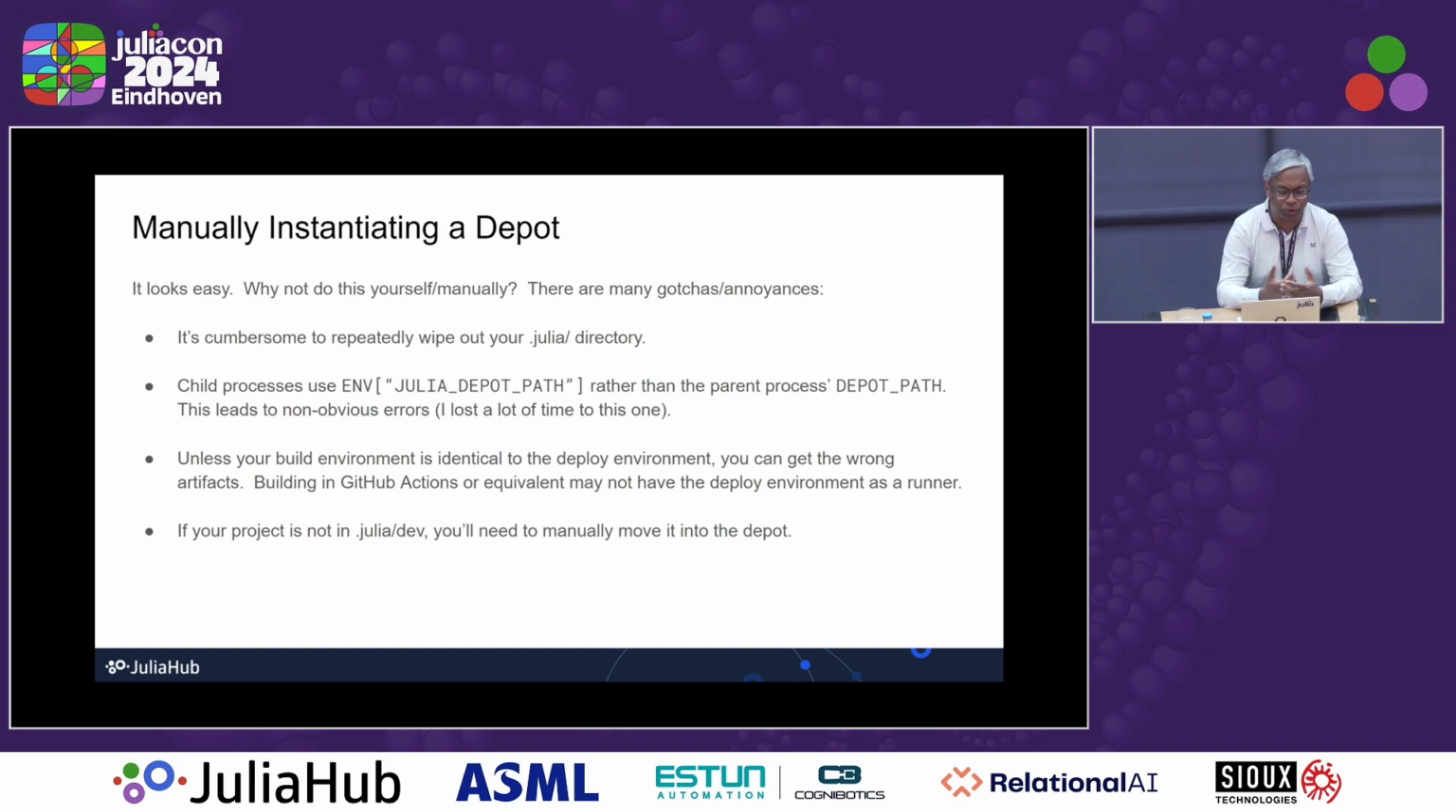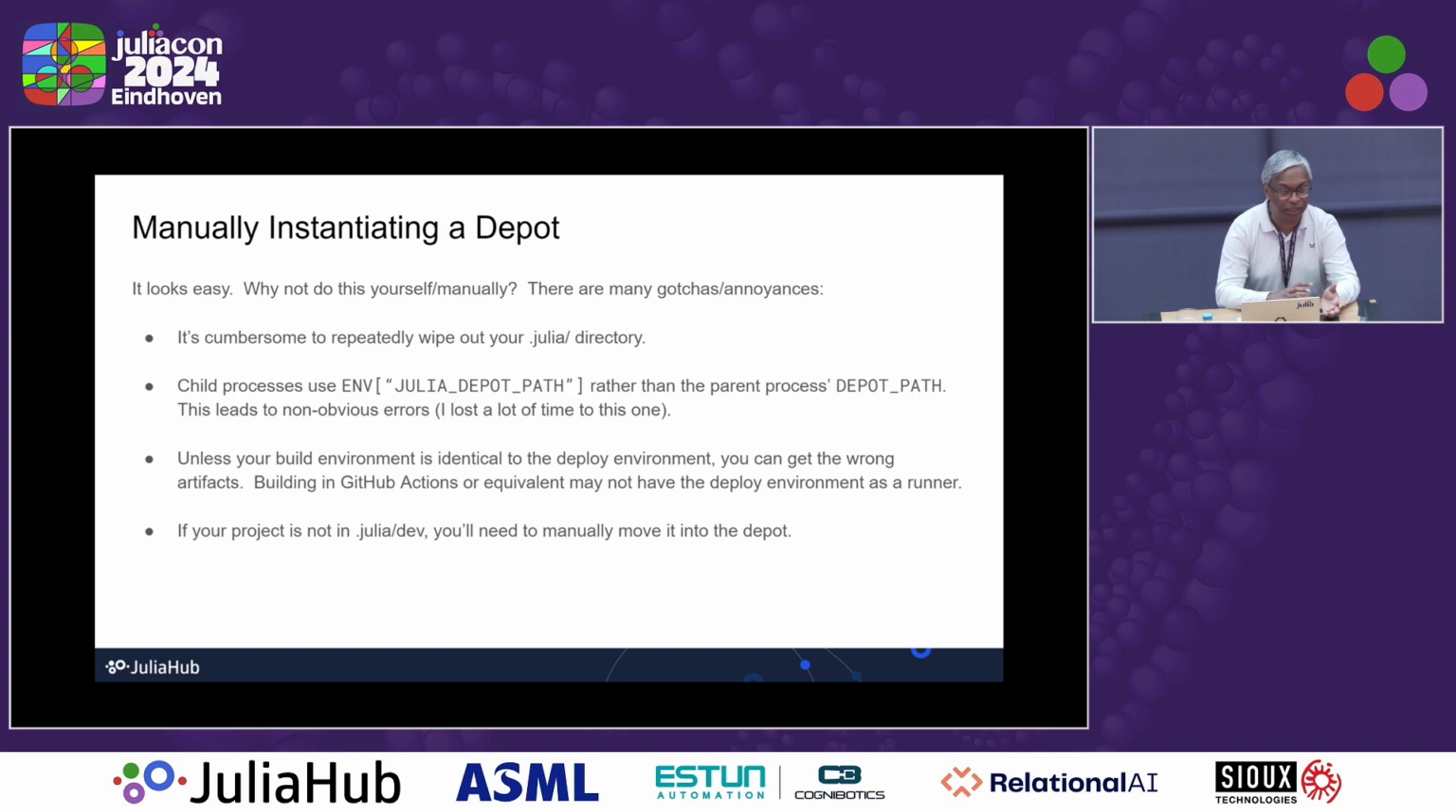All these 3 steps you can do manually, and that's certainly possible. You could do that today. But it's cumbersome, right? You have to keep deleting your .julia directory or a depot every time. A particular problem is that child Julia processes don't use a depot that you have configured for the parent. It uses an environment variable directly, so you have to remember to set it, and sometimes we forget, and that fails.